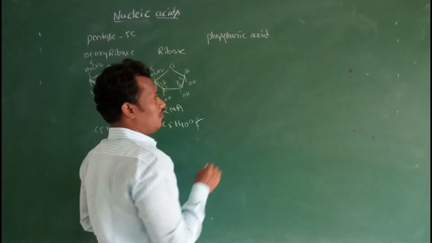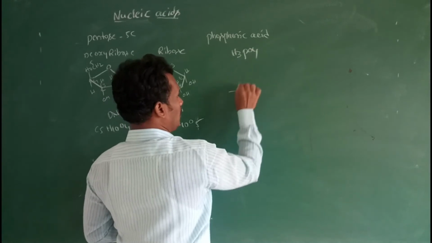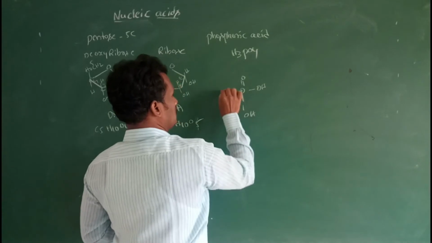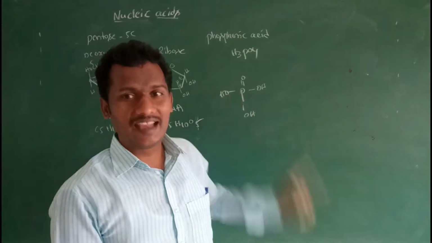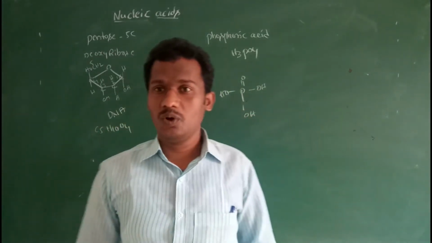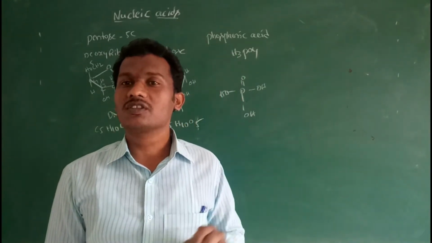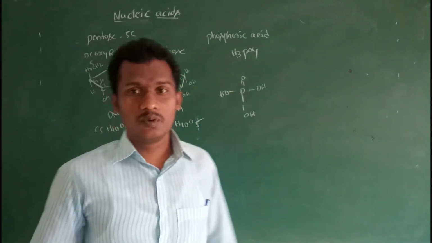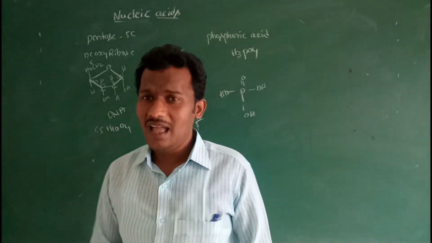Phosphoric acid, phosphate moiety, H3PO4. So the formula is H3PO4. 3 reactive OH groups are present. Of these 3 reactive OH groups, 2 OH groups form the sugar and phosphate backbone of nucleic acid. So this phosphoric acid gives the acidic nature to nucleic acids.